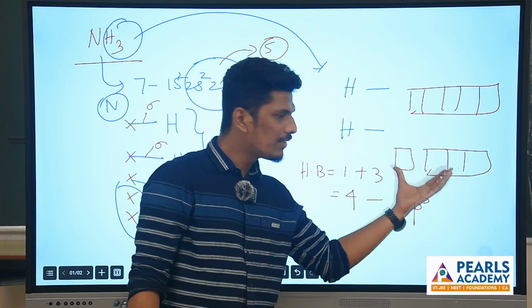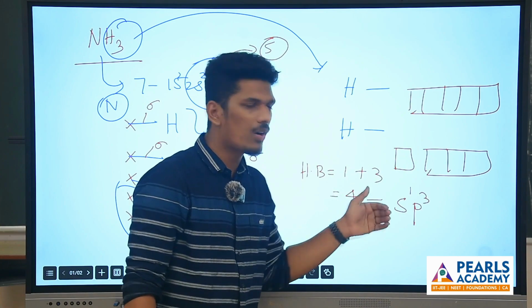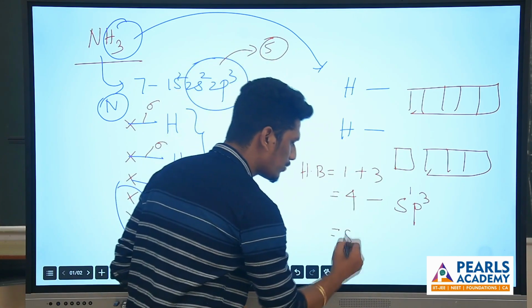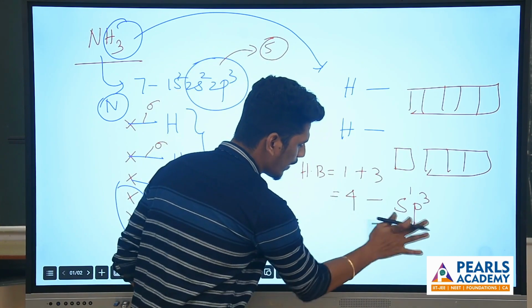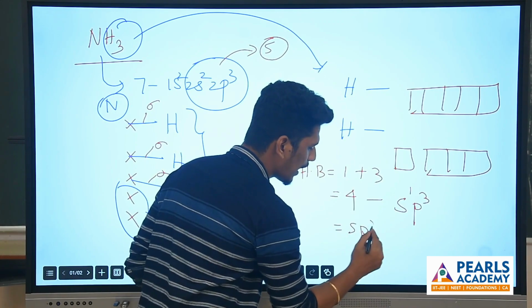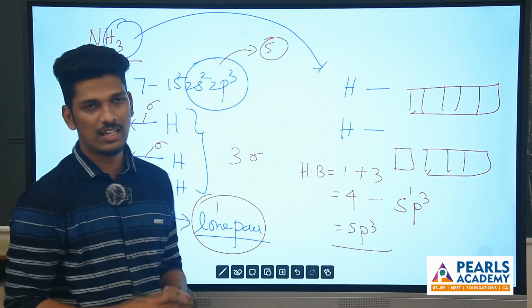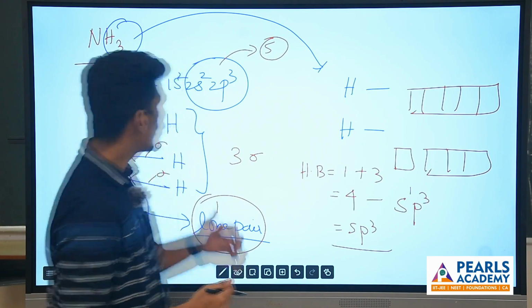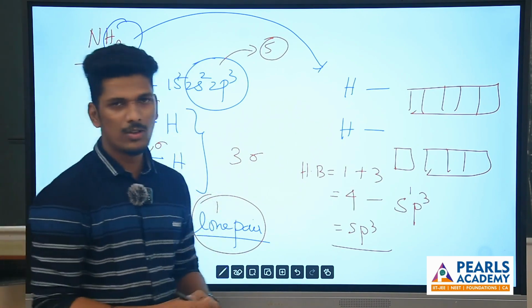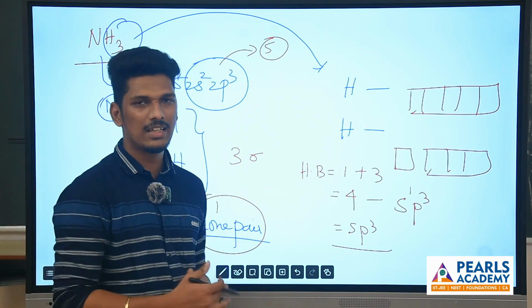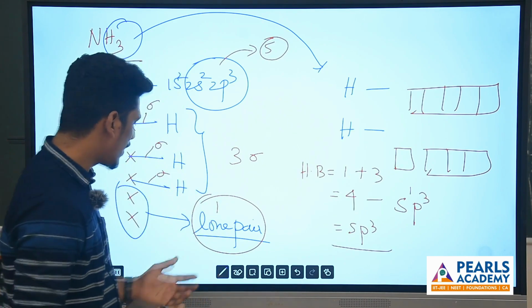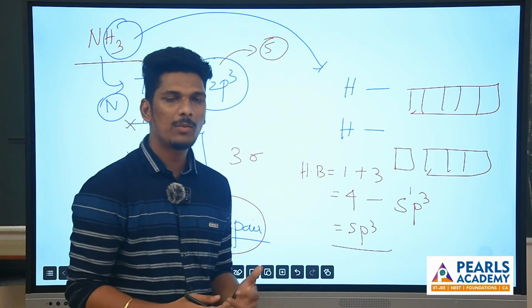So the P orbital has only 3 boxes, so I have to fill accordingly. I am filling S1 and P3. Finally I can write it as sp3 hybridization, which is tetrahedral in geometry, and the structure of this NH3 will be trigonal pyramidal. We will see the structures in later stages. So in this way we can find the hybridization.